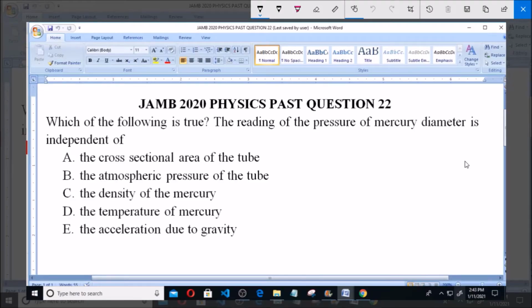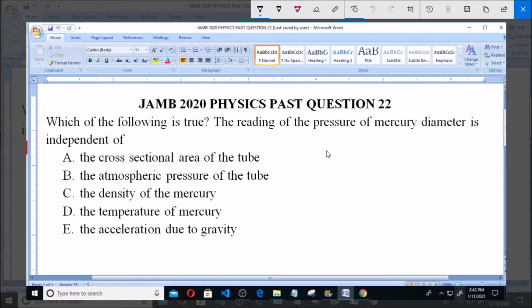I'll be answering JAMB 2020 Physics Past Question 22. Which of the following is true? The reading of a mercury thermometer, that is, a mercury in glass thermometer, is independent of A. the cross-sectional area of the tube, B. the atmospheric pressure of the tube, C. the density of the mercury, D. the temperature of mercury, and E. the acceleration due to gravity.